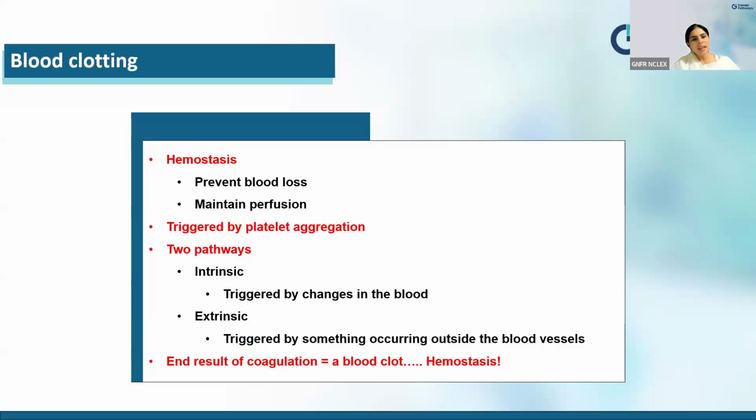Two pathways are there. First is intrinsic, which is triggered by changes in the blood, and the second is extrinsic, which is triggered by something occurring outside the blood vessel. So something that happens inside, the word also depicts it, is intrinsic, and what happens from the outside is extrinsic, right? So the end result of coagulation is a blood clot, that is hemostasis.